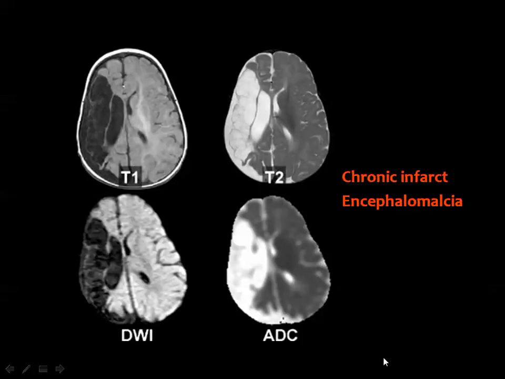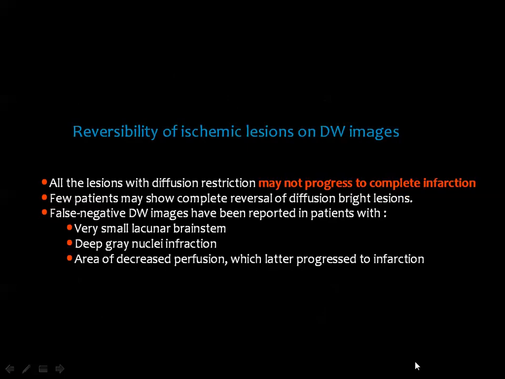Then this is a chronic infarction in an area of encephalomalacia with a vasodilatation of the ventricle. It is low signal in the T1, high signal in the T2, and low signal in DWI and high signal in the ADC map.